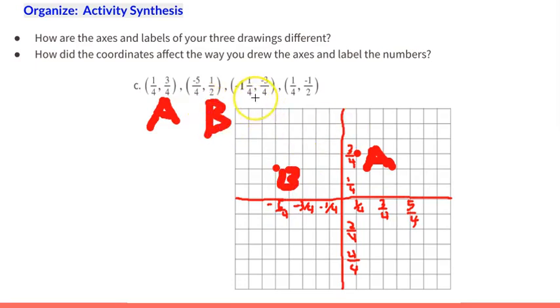What about this one? Negative 1 1/4 and negative 3/4. Yeah, that goes in the third quadrant here. So negative 1 1/4, that's the same as negative 5/4, and I need to go down to negative 3/4. That'll be my C. And then this one does conveniently end up over here. So I've got to go over 1/4, then down 1/2, which is right here. It's just going to cover that up a little bit.